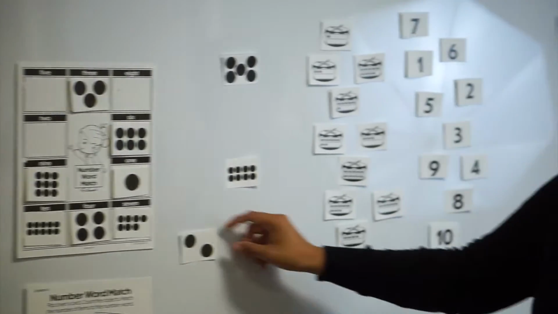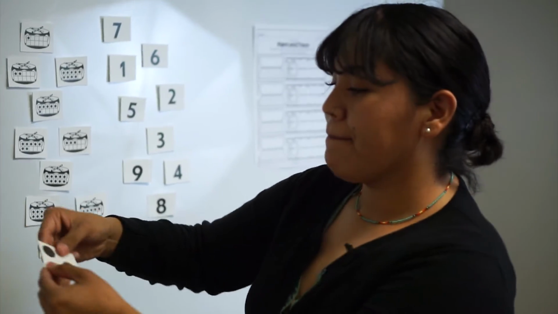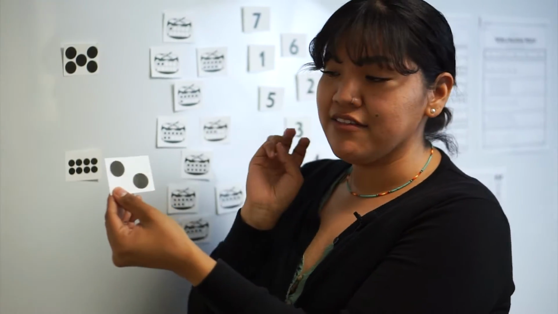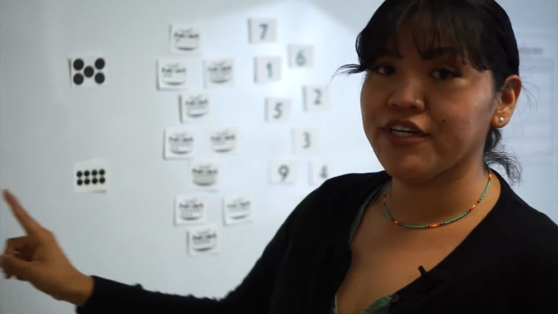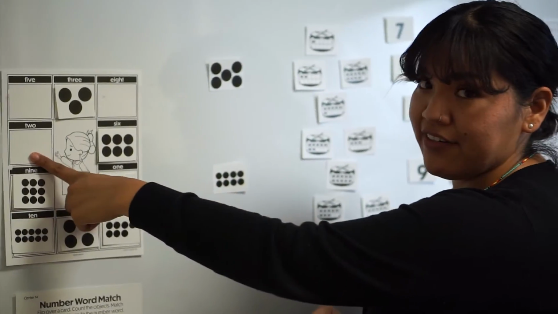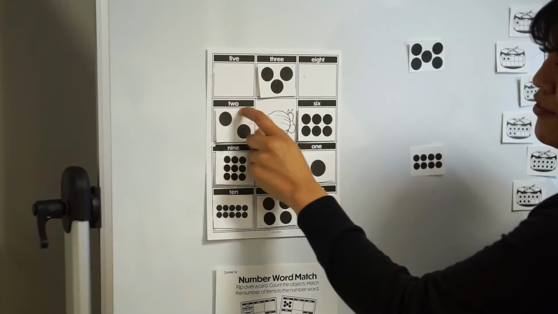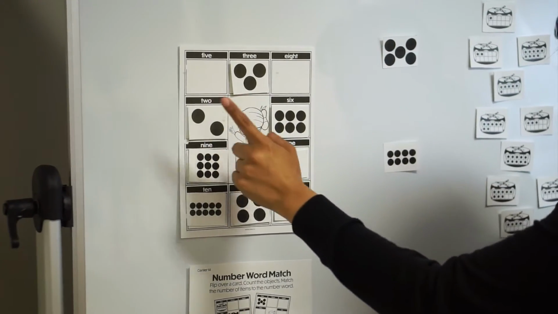All right, let's pull this card. There's 1 and 2. There are 2 big dots on this card. So let's look for the word 2. And I see it right here. So we're gonna place this card under the word 2 because there's 1, 2 dots.